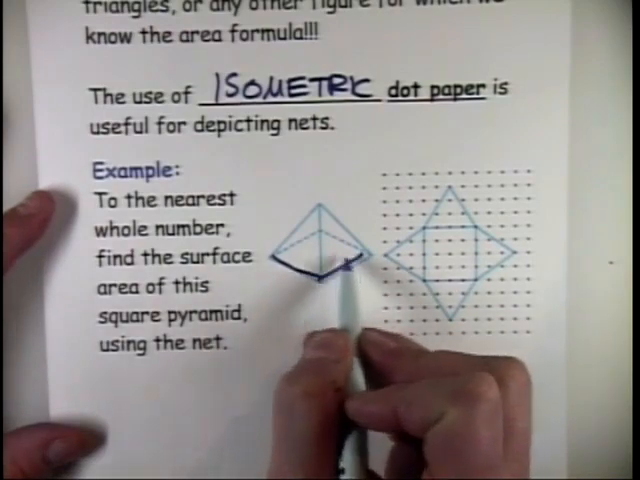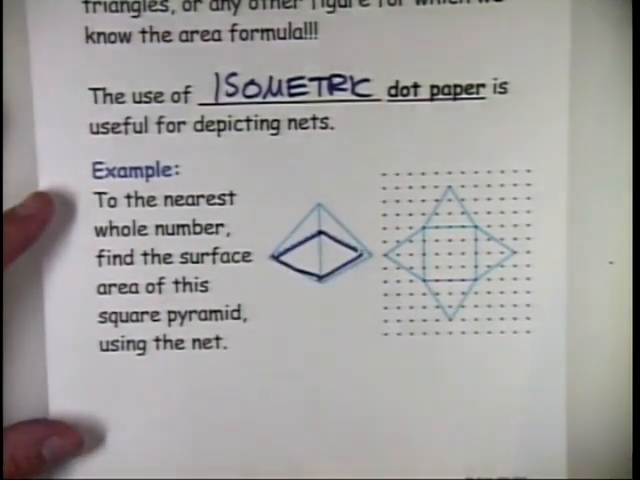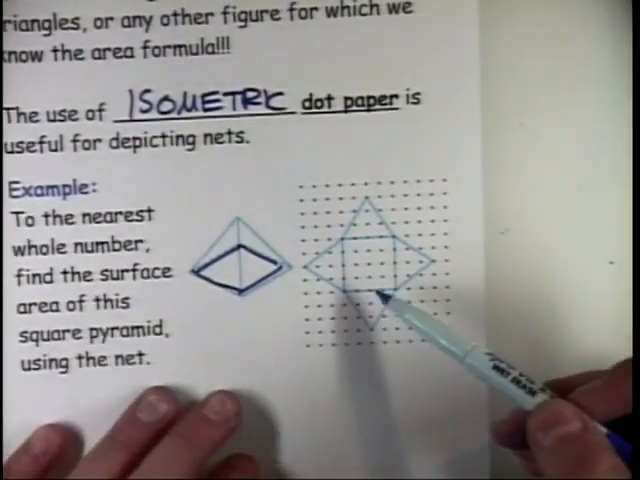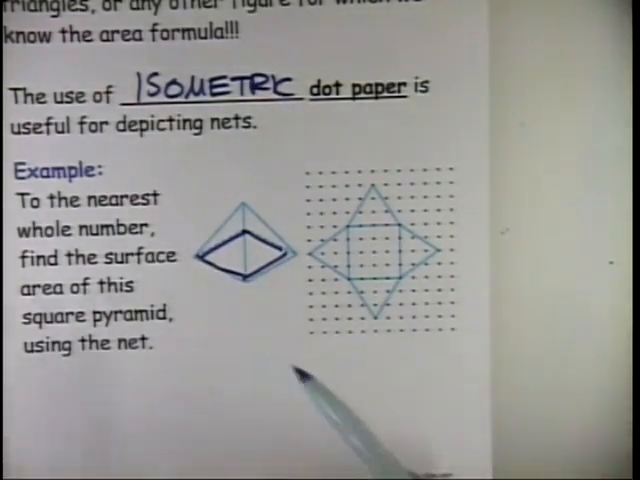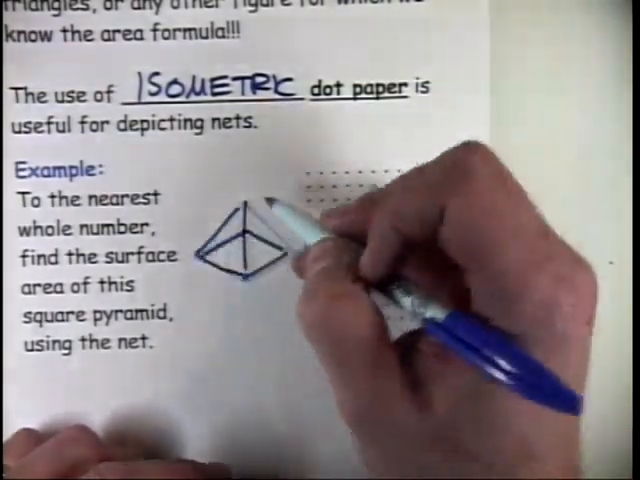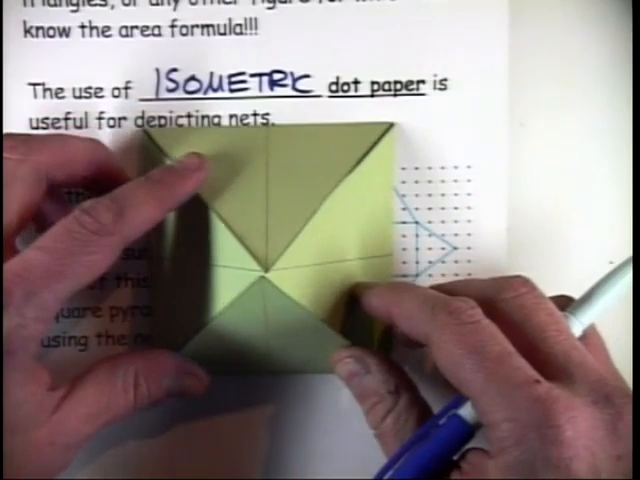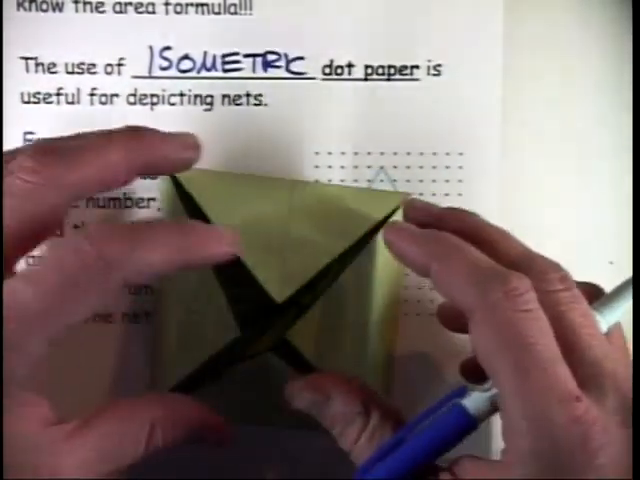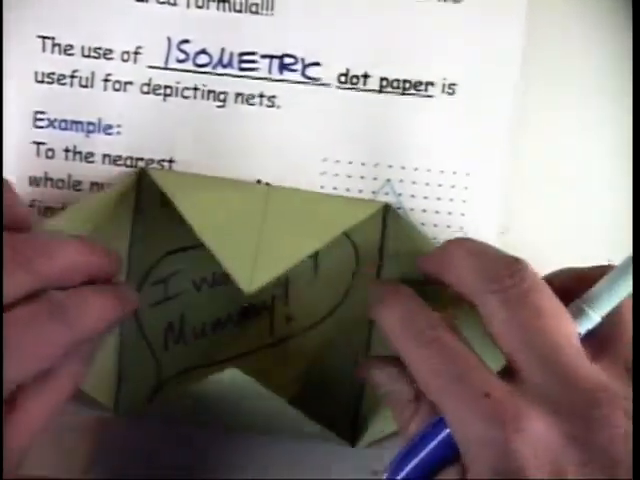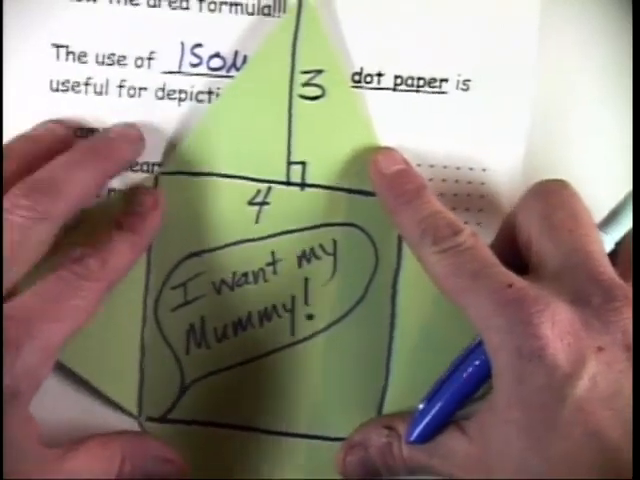Well, a square pyramid, remember, has a square base. All the sides are equal. This is the net of it, okay? If you imagine cutting this pyramid along its spines right here, which looks something like this, and you cut it and you lay it down flat, what does it look like? I want my mummy. Bad joke.